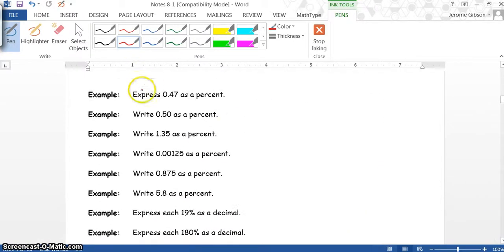Now, we want to express 0.47 as a percent. Remember, we must move the decimal 2 places to the right, and that will give us 47%. Move the decimal 2 places to the right and add a percent sign. It says write 0.50 as a percent. This will be written as 50% when you move it 2 places to the right and add your percent sign.